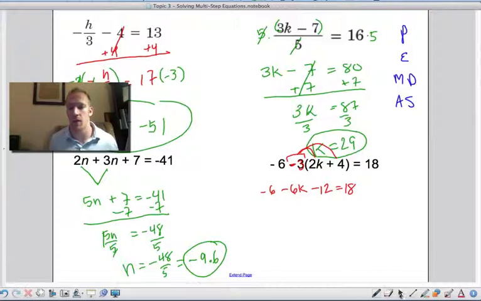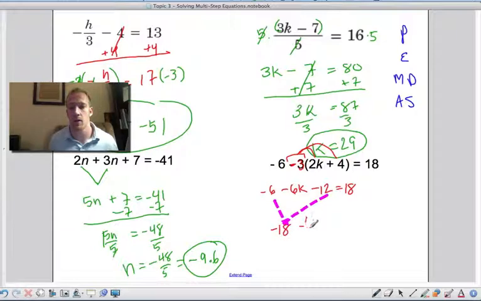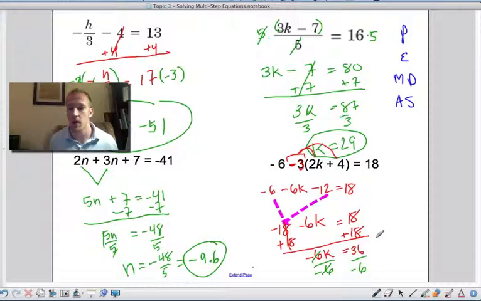So now I can combine like terms. And that gives me a negative 6k. Numbers are like terms. So negative 6 and negative 12 is negative 18. Negative 6k minus 18 equals 18. Now I just follow my steps. Add 18 to eliminate that. That gives me negative 6k equals 18 plus 18 is 36. And then divide by negative 6 so that the negatives cancel. K equals 36 divided by negative 6 is negative 6.